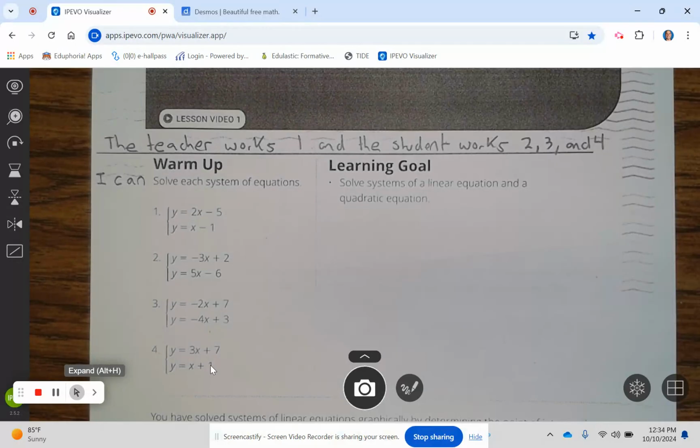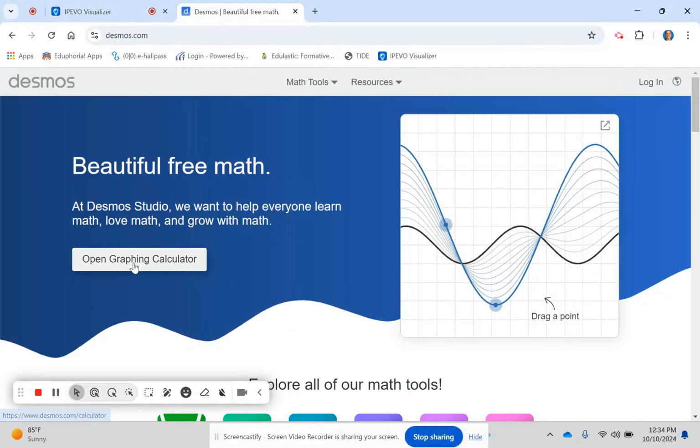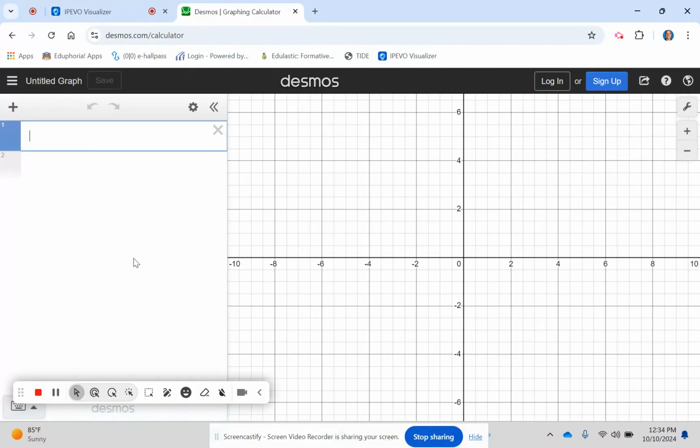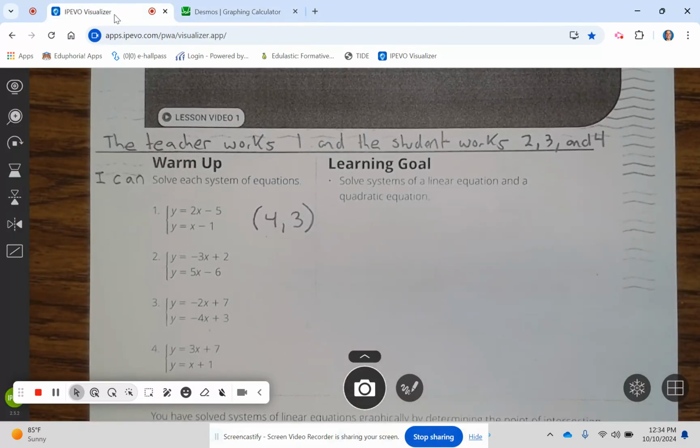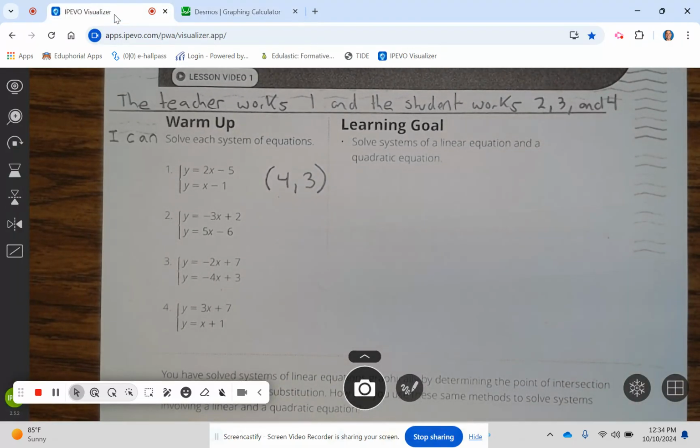Alright, so to take a look at number 1, I can solve each system of equations. To do that, we're going to go to Desmos. So I'm going to graph y equals 2x minus 5 and y equals x minus 1. And your solution is (4, 3). Okay, go ahead and finish up 1 and then complete 2, 3, and 4.